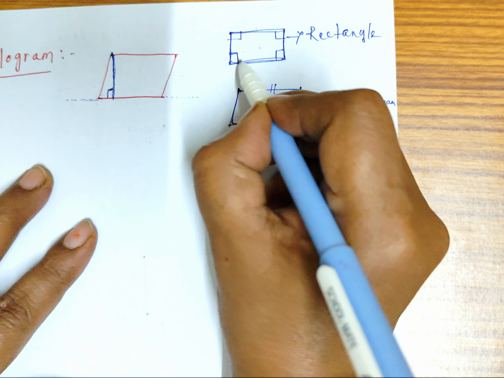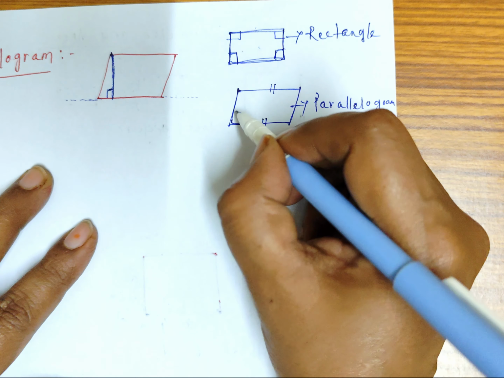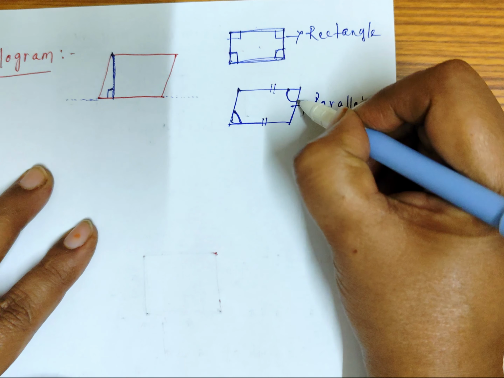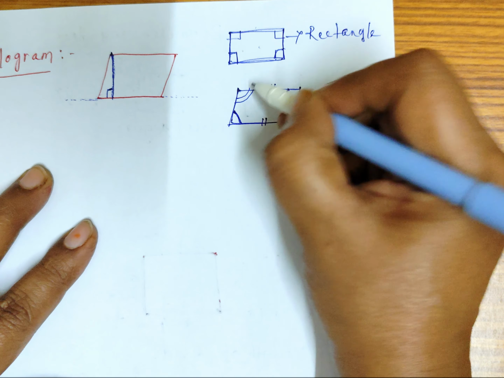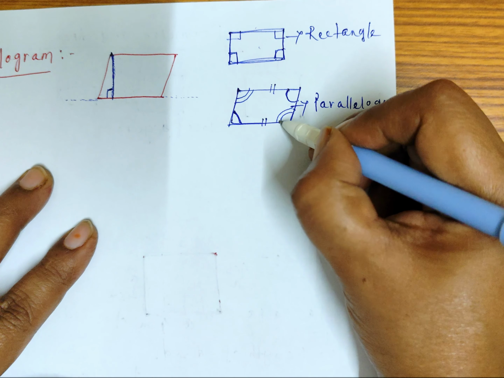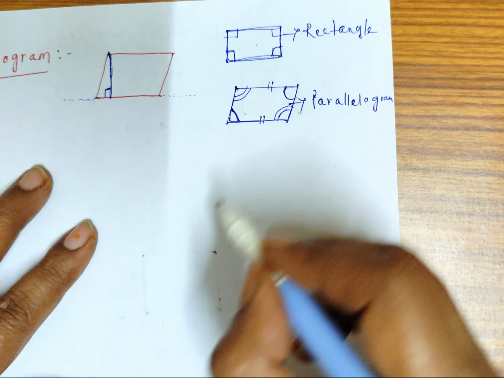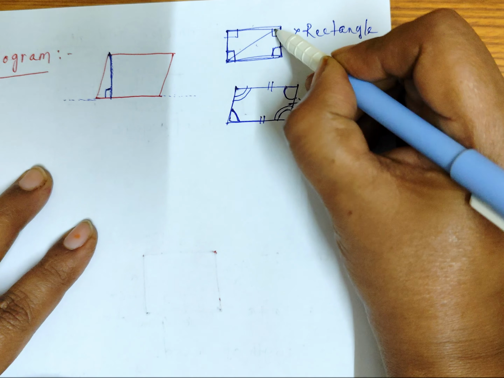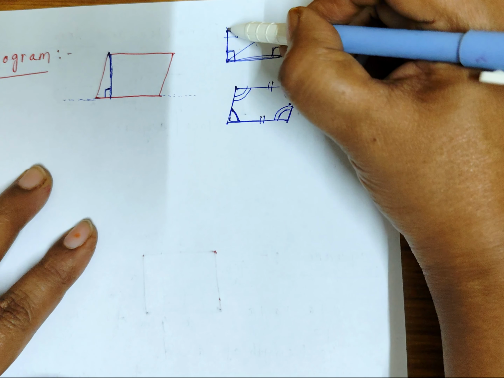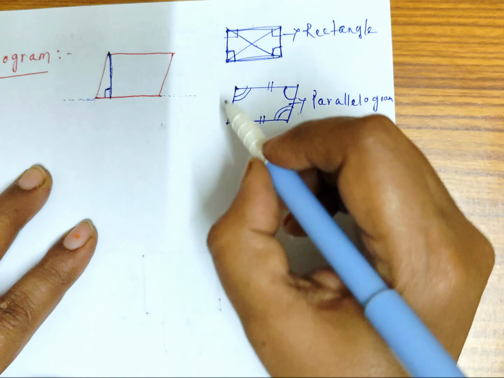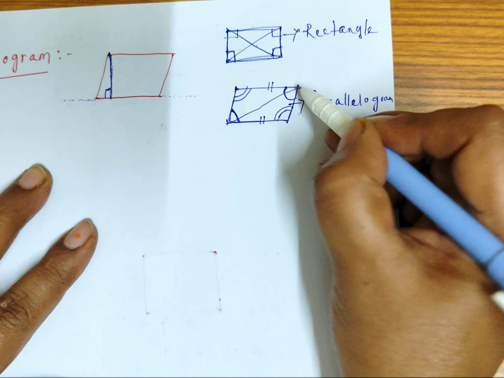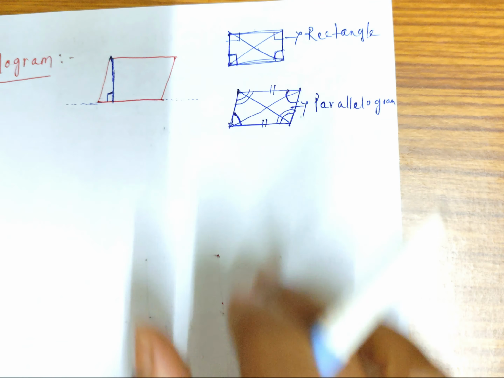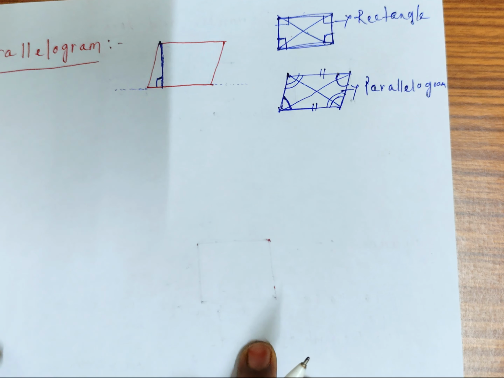So here all the angles are right angles, right? But here opposite angles are the same. This angle is the same as this, and these two angles are equal. And one more difference is, in a rectangle the lengths of the diagonals are equal. But in a parallelogram the diagonals are unequal. Right. So this is the difference between a rectangle and a parallelogram.